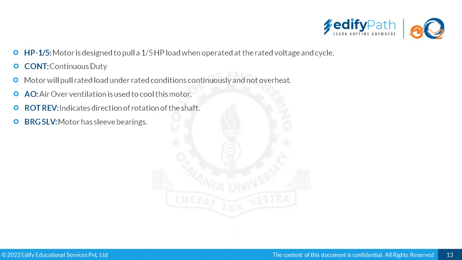AO, air over ventilation, is used to cool this motor. So if it is AO, forced, there would be a fan installed that would be used for flowing air across the motor for its cooling, to maintain the proper temperature. ROT, reverse, indicates the direction of rotation of the shaft, in what direction the rotor is rotating. BRG SLV means the motor has sleeve bearings. This normally defines the kind of bearings that have been used.